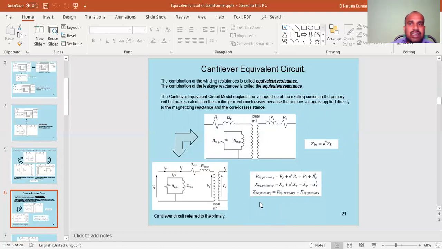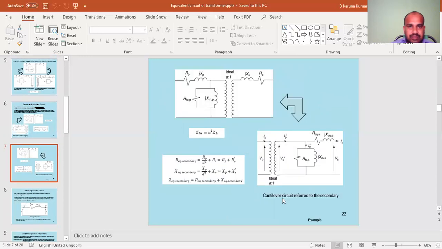Finally, Z equivalent primary is equal to the equivalent resistance plus the primary side reactance. The equivalent resistance is Rp plus a squared Rs, that is Rp plus Rs dash, whole square. The equivalent reactance is Xp plus a squared Xs, so finally the value is Xp plus Xs dash, whole square: the primary side reactance plus the secondary side reactance, whole square.